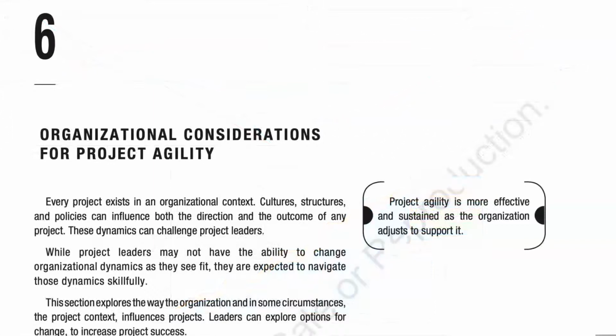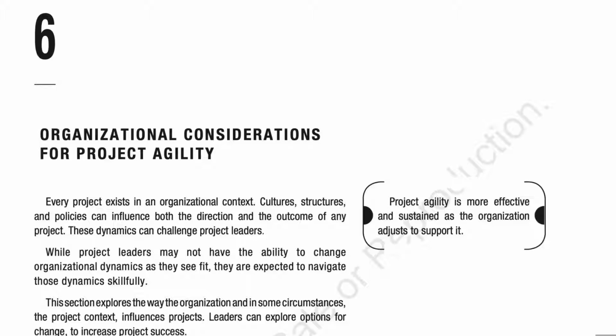So the 6th chapter is called Organizational Considerations for Project Agility. And primarily this chapter explores the organizational factors that impact the use of agile practices. So this could be, for instance, the culture of the organization, the readiness of the organization to take on agile practices and the agile mindset, the business practices in the organization, and the role that a project management office or a PMO plays in a company that is trying to become more agile.